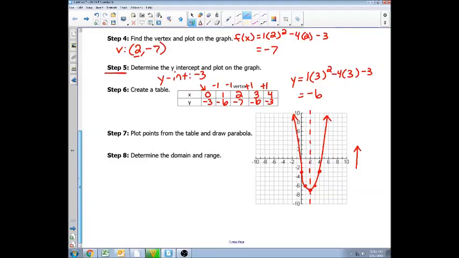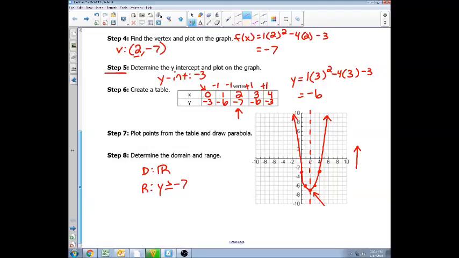The final step is to determine our domain and range, just like when we did vertex form. Our domain would be all real. Our range would be, since it opens up, y would be greater than or equal to the y value at my vertex, which is right here. Remember that my vertex was (2, -7), so y would be greater than or equal to -7.